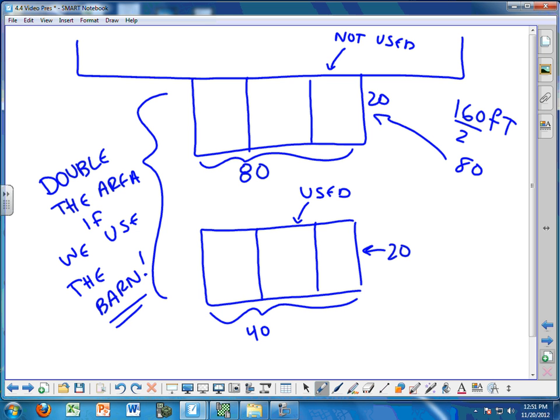Now, if you tell a farmer that he can double his area by simply using his barn as one of the sides, I think he would be kind of surprised that all he has to do is take off this amount and use the barn instead, and he'll be able to double the area of his pens with the same amount of fencing. And that was quite a discovery.